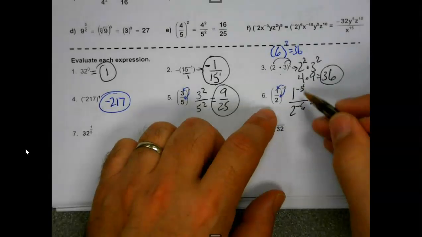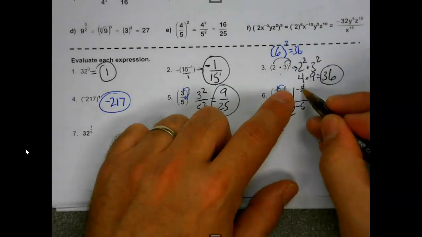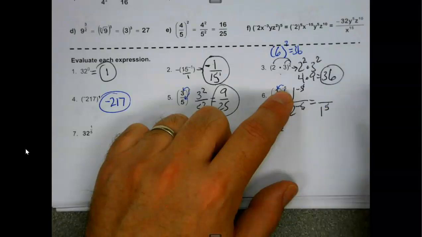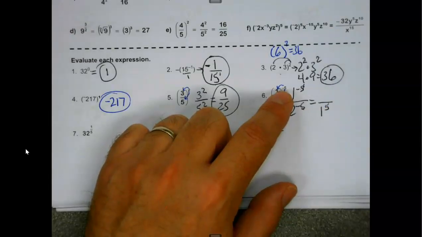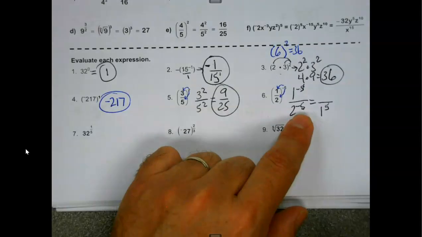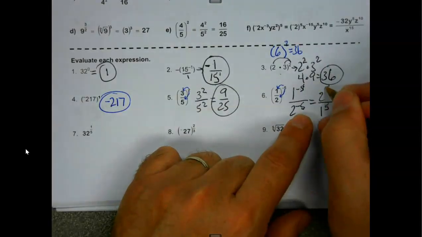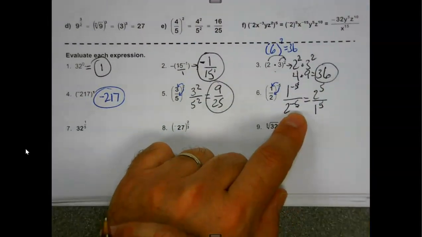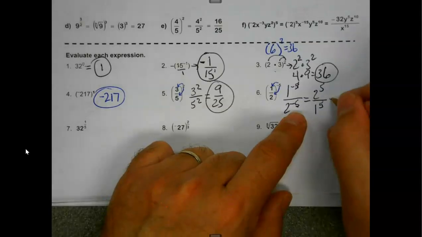Negative exponents, don't like them. Got to fix them. You're being negative. Flip you down to the denominator. You like it now. Good. Well, you don't like hanging out in the denominator now. Okay. We'll flip you up to the numerator. You're good now. You're positive.